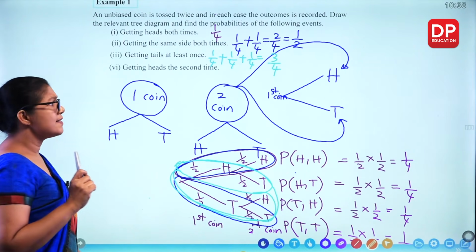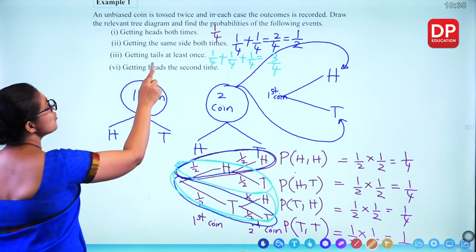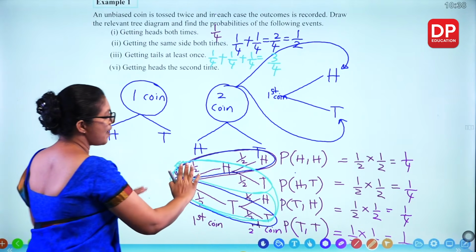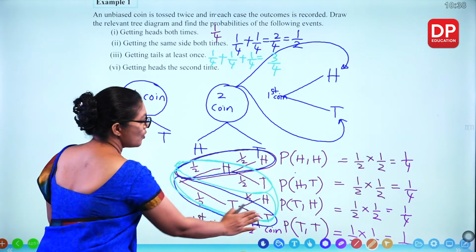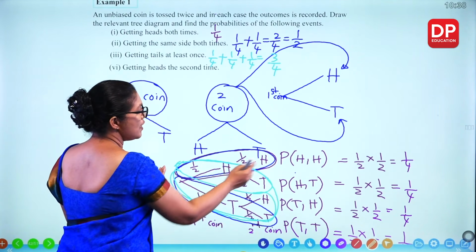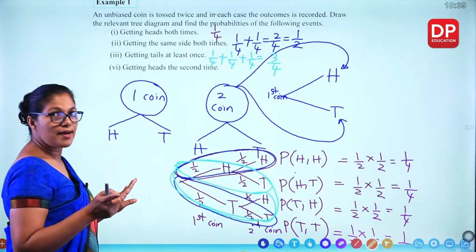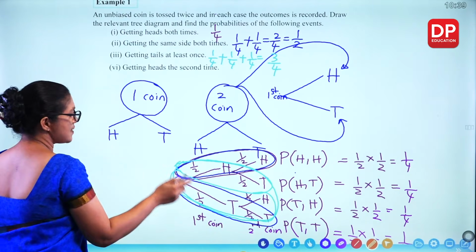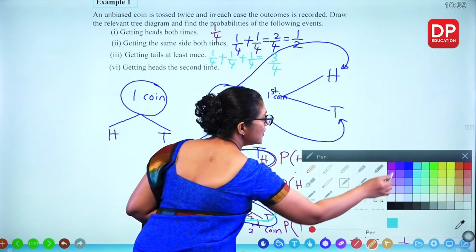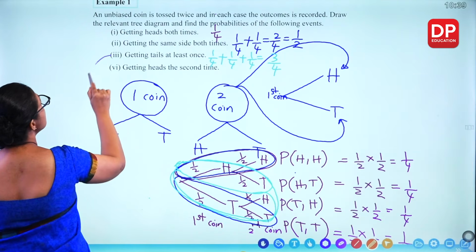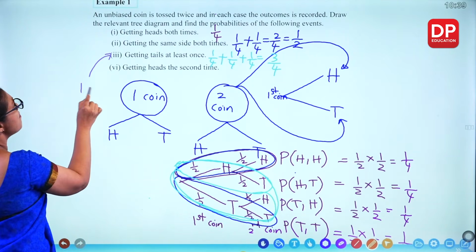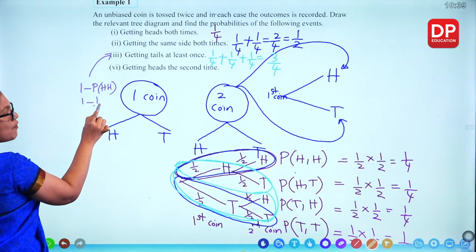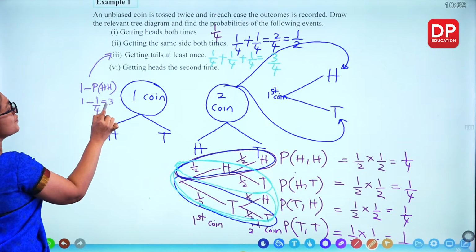Or there's an easy way. You are asked to find out at least one tail. So you can subtract from 1. So you need this branch. We know the full thing is 1. 1 minus this branch also possible. 1 minus, I'll write here. Instead of this, you can do 1 minus probability of getting both heads. 1 minus 1/4 is 3/4.